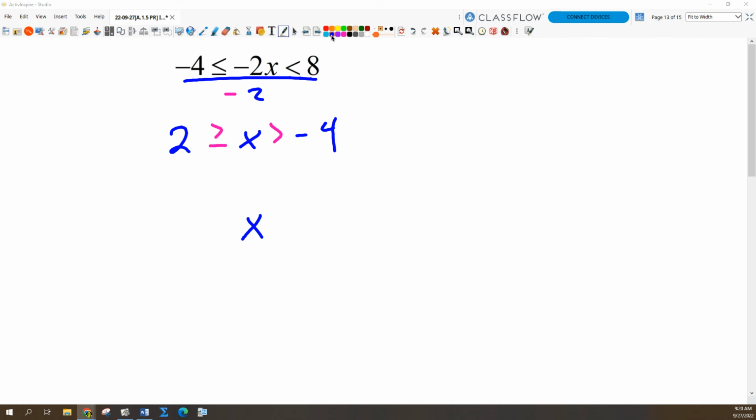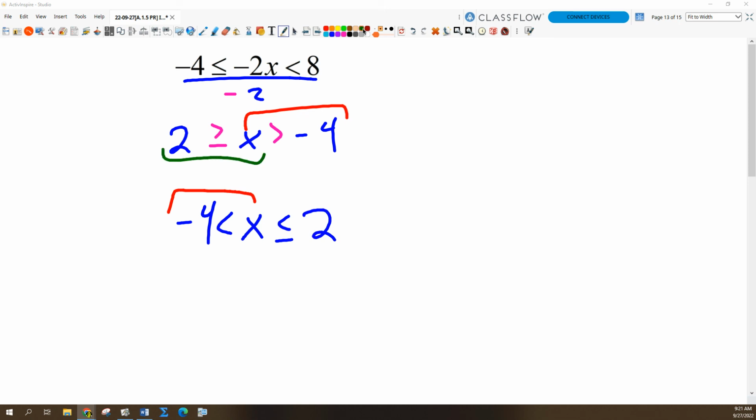X is greater than, is it equal to or greater than? Just greater than, because look, what this says is x is greater than -4. So this part of the inequality corresponds to that part, right? Everybody agree? What's the other side going to look like? And less than or equal to 2, which is that part of the inequality, which still stays the same. Everybody get that?